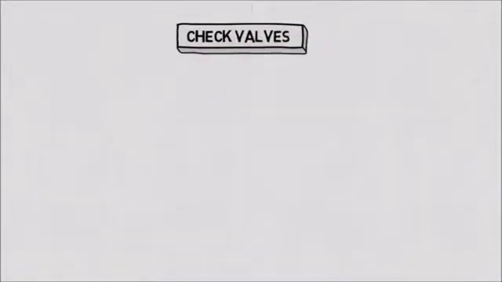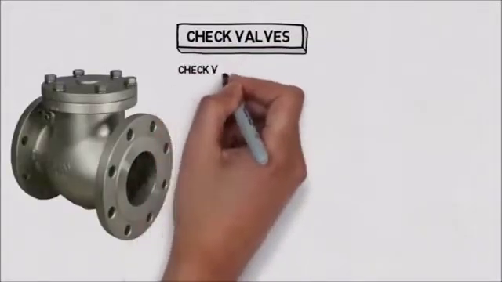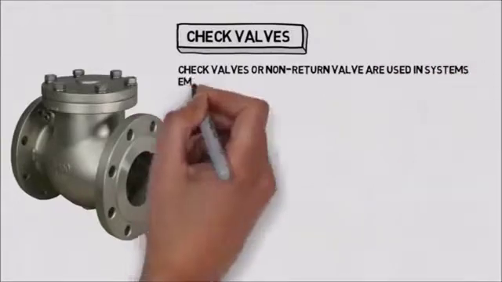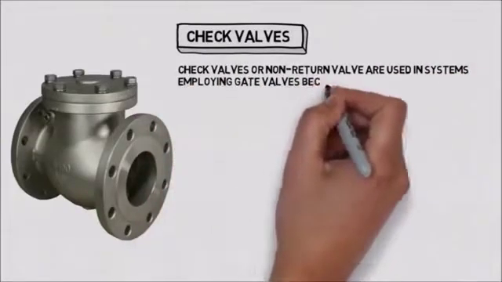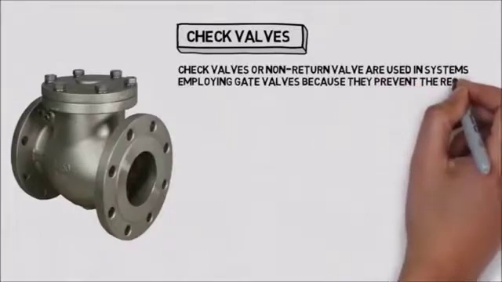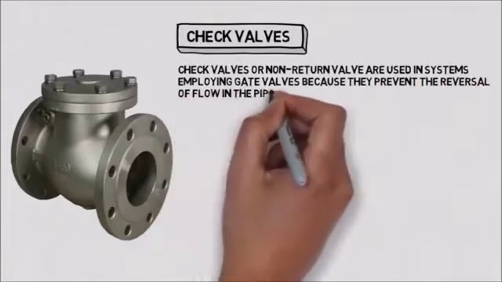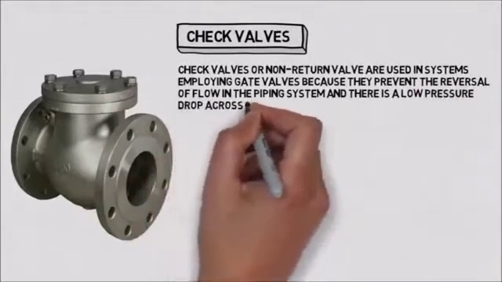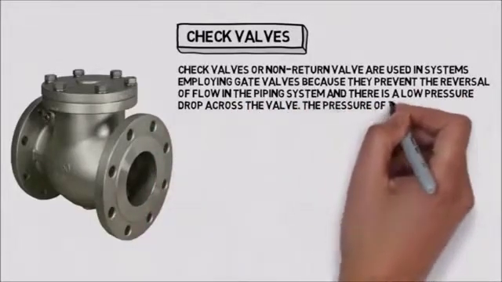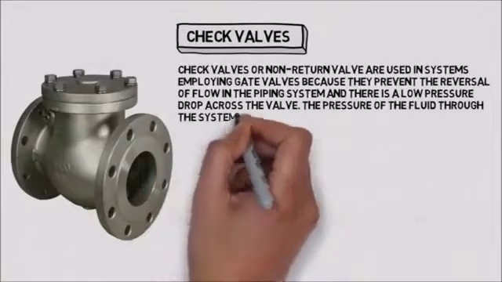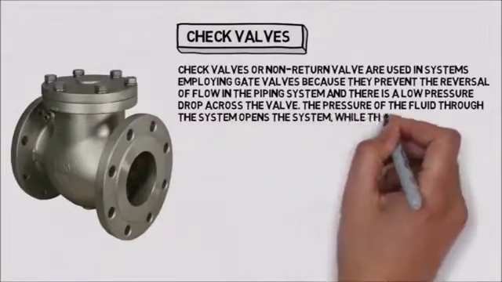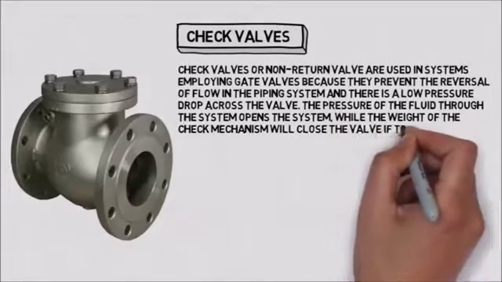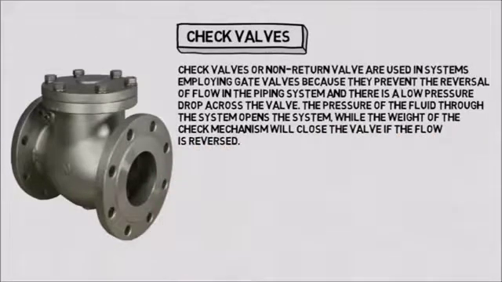Check valves. Check valves, or non-return valves, are used in systems employing gate valves because they prevent the reversal of flow in the piping system and there is a low pressure drop across the valve. The pressure of the fluid through the system opens the valve, while the weight of the check mechanism will close the valve if the flow is reversed.